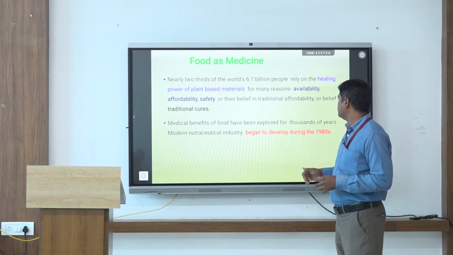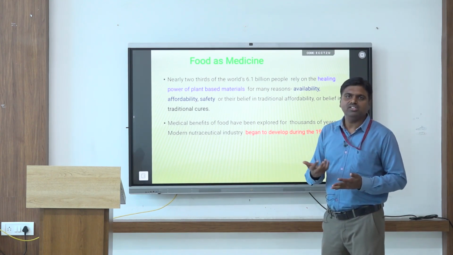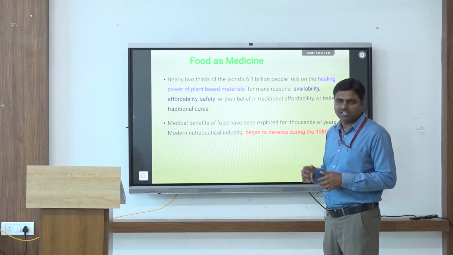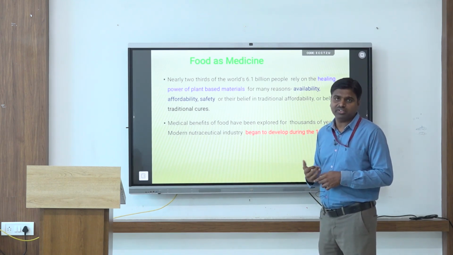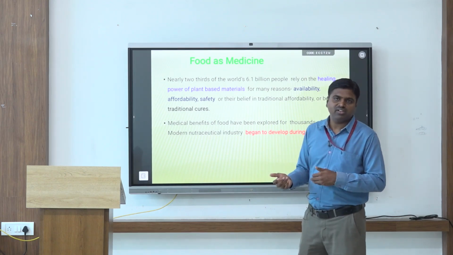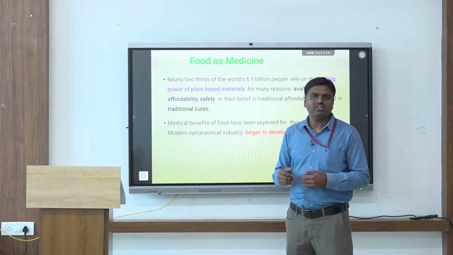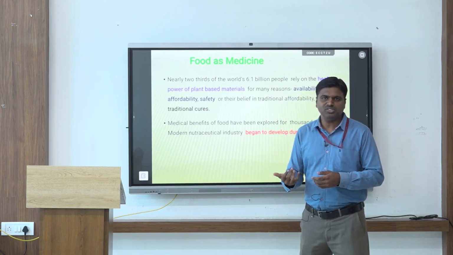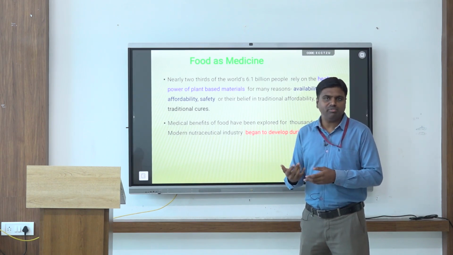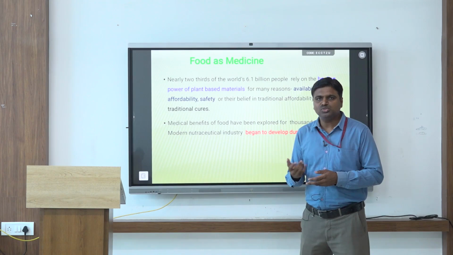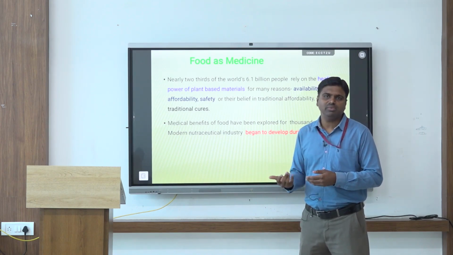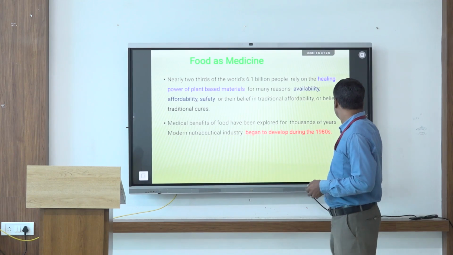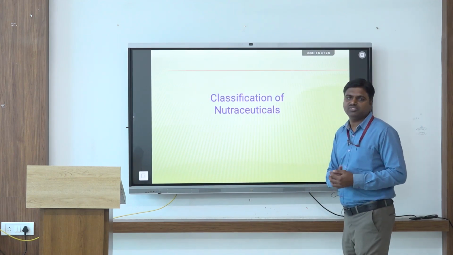Medical benefits of food have been explored for thousands of years. We have been using it since ancient times, and the modern nutraceutical industry began to develop during the 1980s. They identified its importance: rather than treating a disease after we have it, it is important to have prevention. That is why there is a focus on consuming food which prevents the occurrence of disease. So identify and consume these kinds of food which have health benefits, which have a nutraceutical ingredient, which are of a functional food nature.